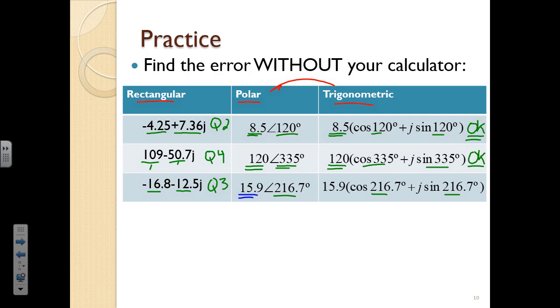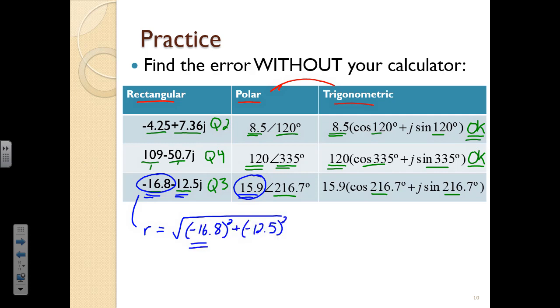There's no way, and I mean no way, that a magnitude 15.9 vector can be 16 units to the left and 12.5 units down. The problem here, just by checking, if this vector is 16.8 units to the left, the magnitude has got to be at least 16.8. There's no way it can be 15.9. Think about that. You don't need your calculator for this, but our magnitude has to be bigger than 16.8. So the 15.9 here and the 15.9 here are okay. The direction of 216.7 matches this. These two are okay.